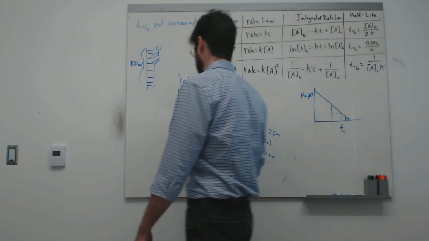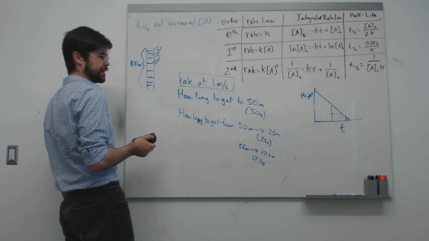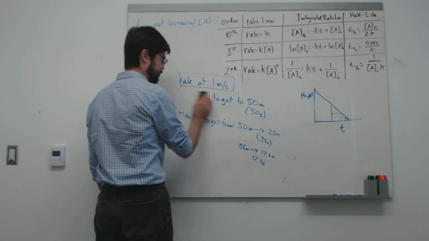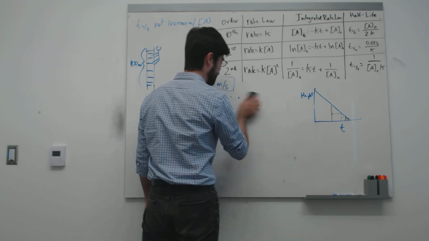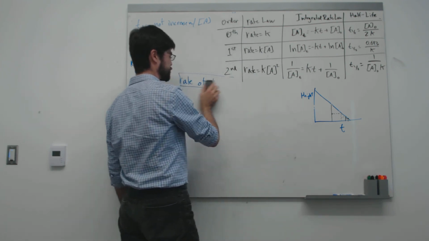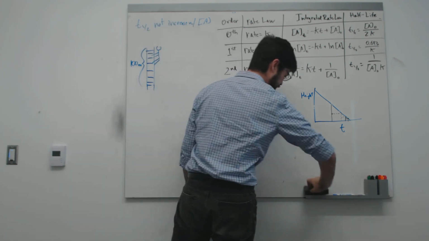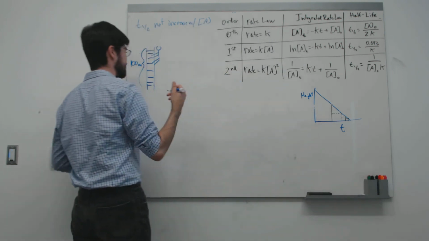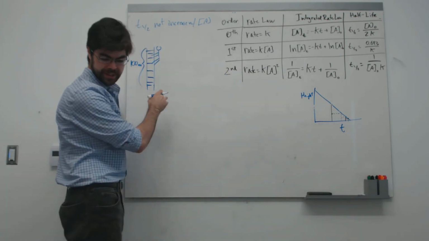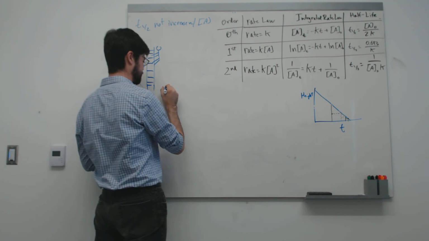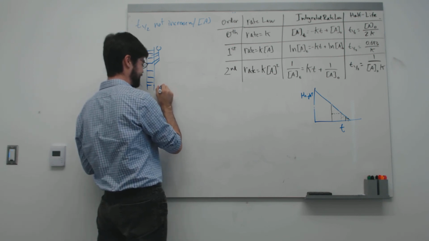zeroth order process. Now consider a different process. I'm going to get rid of these numbers because we're not going to use them. But consider a different process where you're now not descending at a constant rate. Imagine instead of there being nothing at the bottom of this, there's a snake. Something.